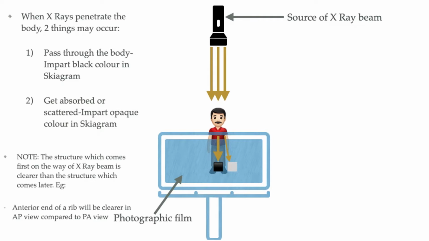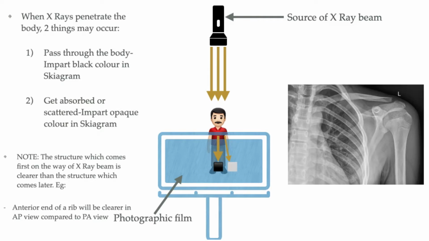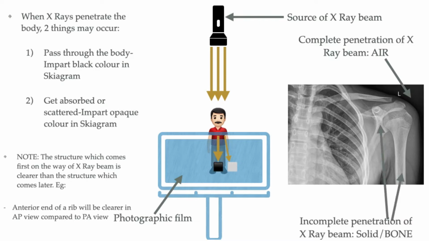Now on your screen on the right side, you can see an X-ray there. Here, this black shadow is because of the complete penetration of the X-rays, and this white shadow is because of the incomplete penetration of the X-ray beam.